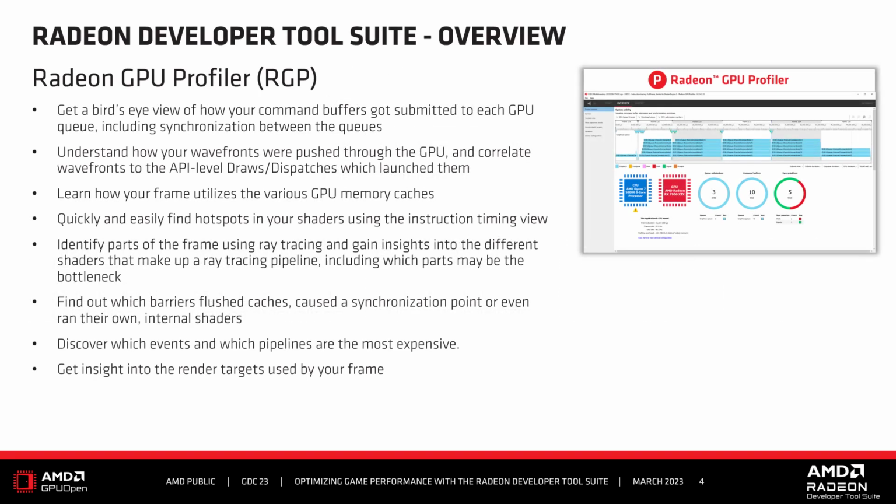The Radeon GPU Profiler, or RGP for short, is the original member of the suite and allows the developer to get a low-level view of how work is executed on the GPU. It gives a view of activity on all the GPU queues, command buffer submission timings, synchronization, and barriers. Coupled with instruction-level data and hardware counter information, the Radeon GPU Profiler is the go-to tool when optimizing for AMD GPU hardware.